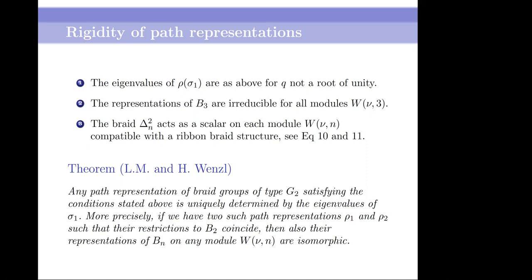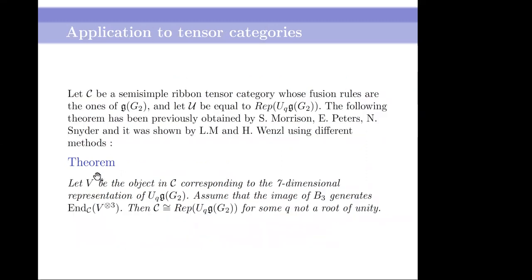So what we show is that the path algebra associated to the 7-dimensional representation V of G2 is braid rigid, provided that the image of the braid group B3 generates the endomorphism algebra of V tensor 3. And this leads to the classification of ribbon tensor categories whose fusion rules are the ones from G2.